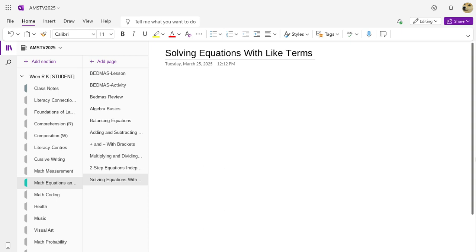So 6 times x equals 24. We need to undo that multiplication. What's the inverse operation of multiplication? Division. So let's divide the left side by 6. Whatever we do to one side, we must do to the other. So divide the right side by 6 as well.